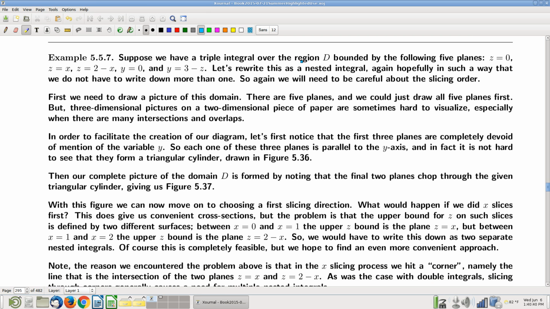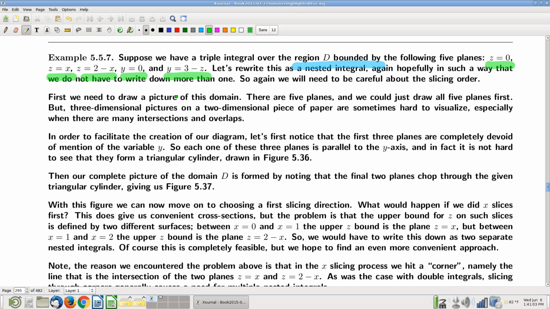So we're looking for the region bounded by the following 5 planes. So 5 planes. Z equals 0, that's a plane. Z equals x. Z equals 2 minus x. Y equals 0. Y equals 3 minus z. Okay.